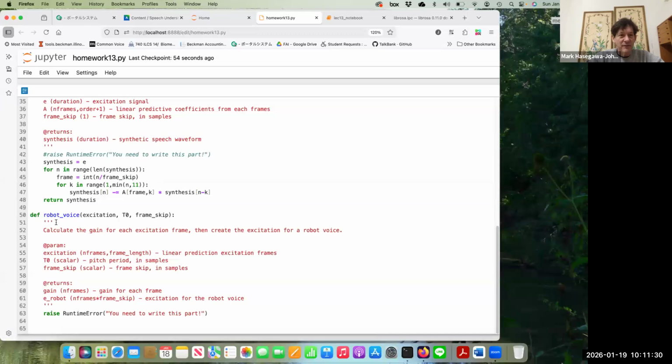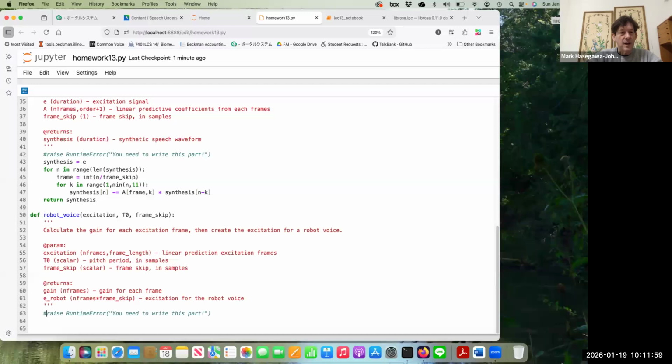Finally, let's create a robot voice synthesis. We'll take the excitation frames, and rather than passing those directly back into the LPC, we're going to calculate the gain from each frame. And then from those gains and from a scalar pitch period, whatever pitch period we want, 100 hertz or 200 hertz, fs over 100, fs over 200, we will calculate a robot excitation.